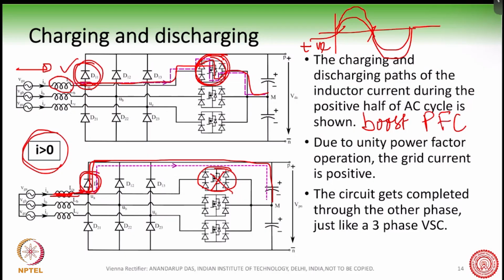Of course, as I told you, this circuit is not getting completed, and the circuit will get completed, for example, through the other phase. Remember that. This is how the circuit gets completed. It is just like a 3-phase VSC. The circuit gets completed only through the other phase. So this is how the circuit gets completed and the current flows.